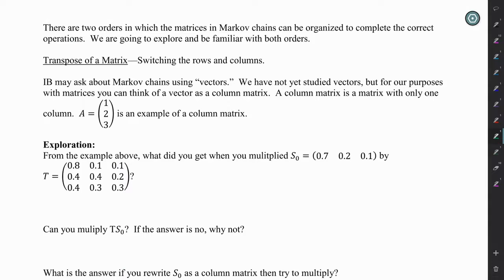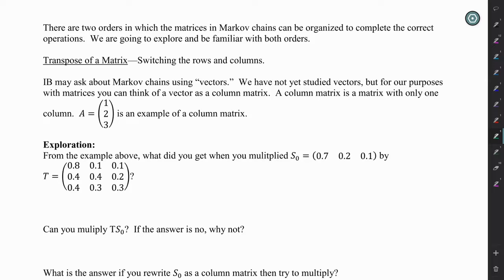One thing to know about Markov chains is that they can be completed in two different orders. One way to do them is the way that we've been doing it, by using our current state as a row matrix. However, IB likes to do it as a column matrix, which they call a vector. So what we're going to do is a little exploration and see, can we just swap things around, or is there more that we have to do to make this work?